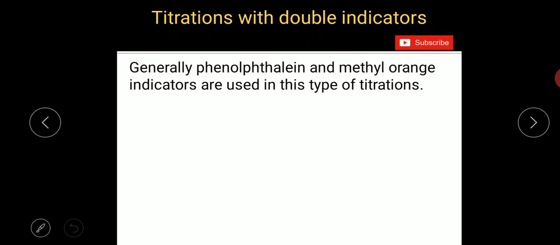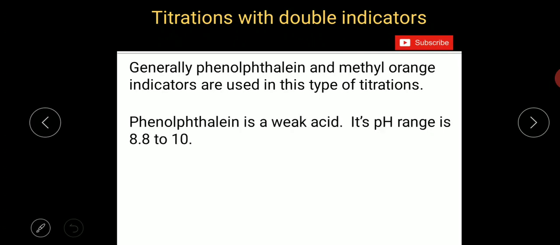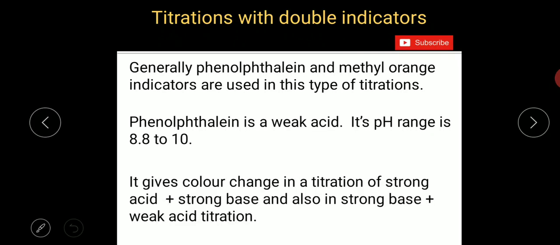Generally, we use two indicators in this type of titration: phenolphthalein and methyl orange. Phenolphthalein is a weak organic acid and its pH range is 8.8 to 10, meaning in the basic range. So, it gives a sharp color change at the end point of titration of strong acid and strong base, and also in the titration of strong base and weak acid solutions.